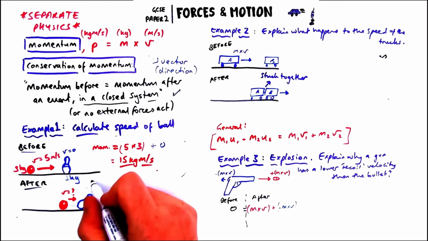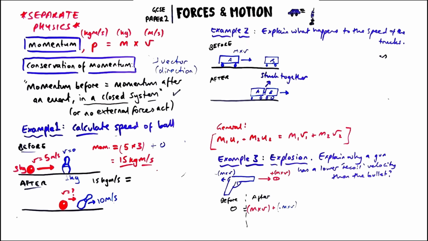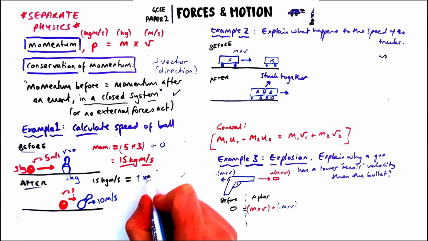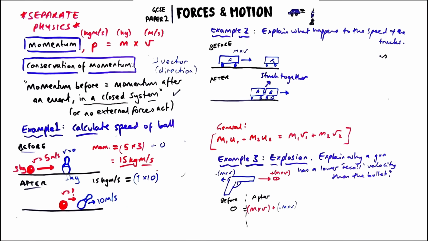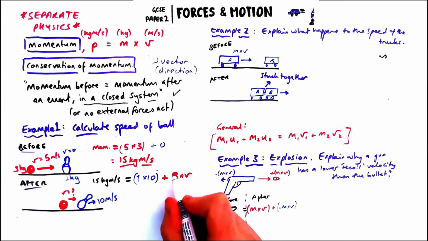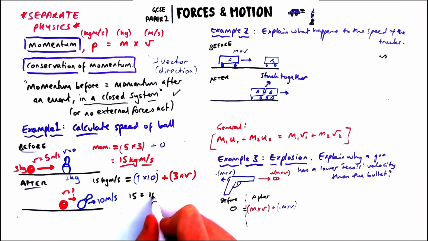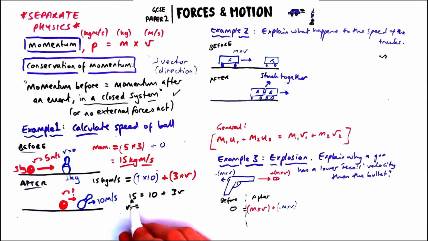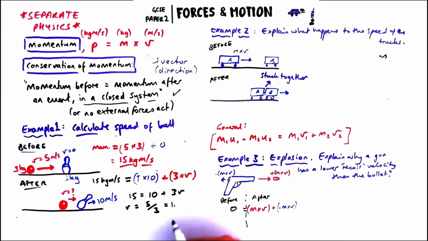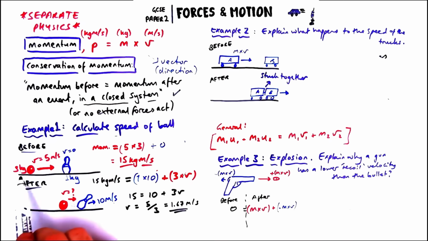So the pin, we know, has a mass of 1 kilogram, as in the diagram. It has a velocity of 10 meters per second, so therefore it has a momentum of 10. The ball has a mass of 3 kilograms, but we don't know its velocity, so we've got to work it out. So we've got the overall expression, momentum 15 equals 10 plus 3v. We don't know what v is. We can calculate v by subtracting 10 from the 15, which gives us 5, and dividing by 3 gives us the velocity as 1.666 or 1.67, rounding it to 3 significant figures.